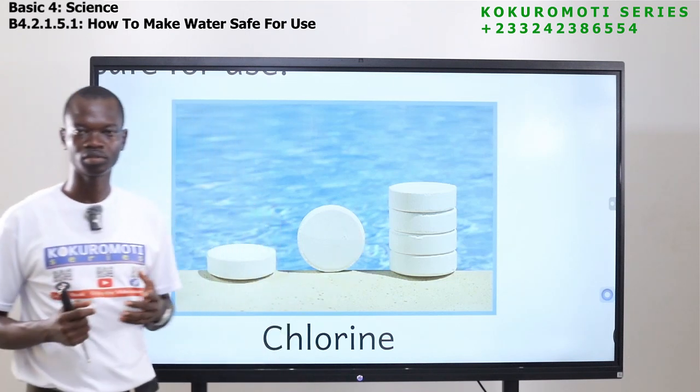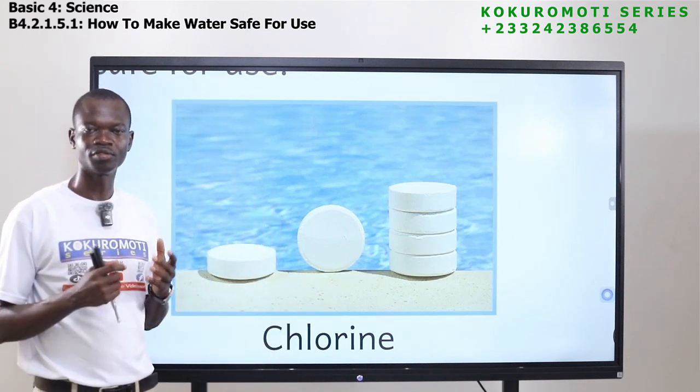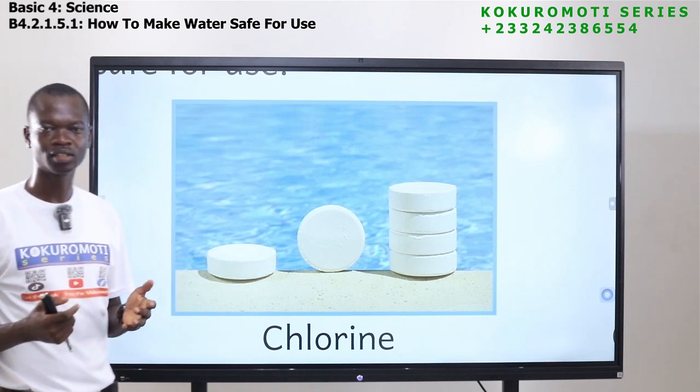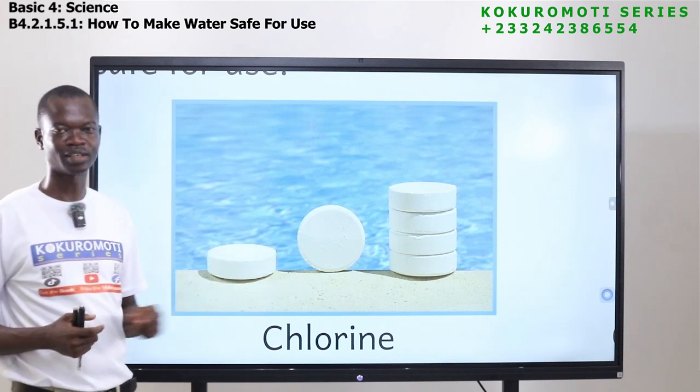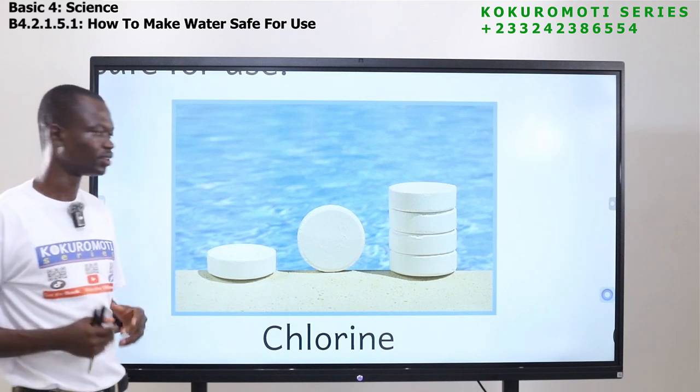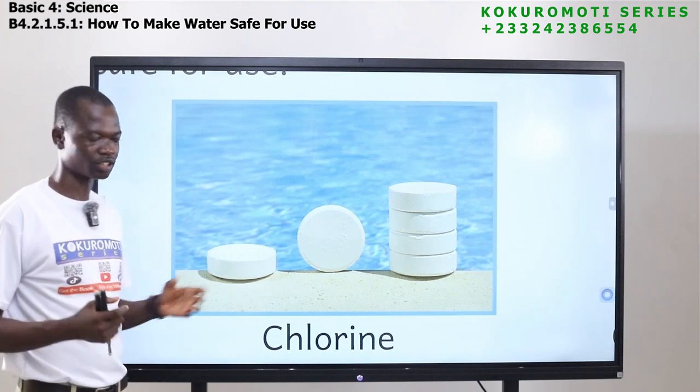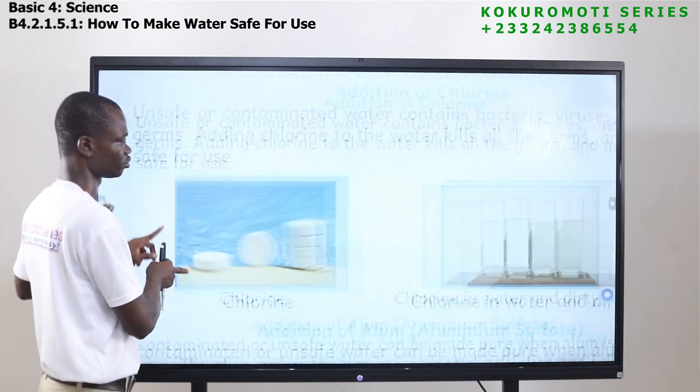So if you want to treat contaminated water, you just get this chlorine, put it in the water, and the germs will be killed. It will also purify it for you.